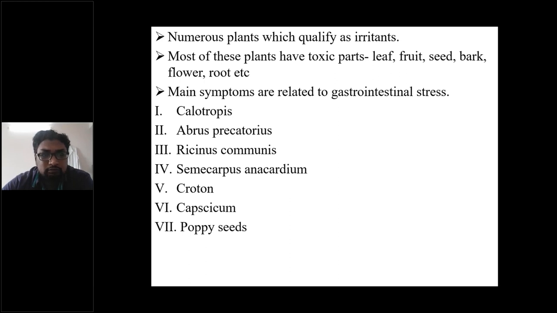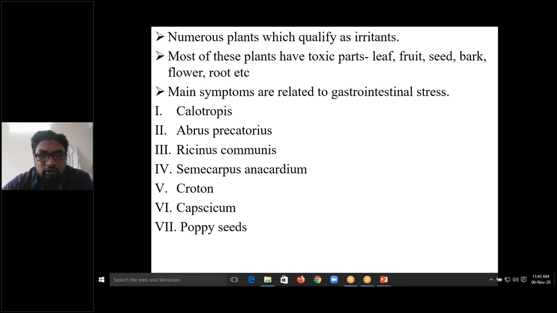We know that there are so many plants that are classified into this irritant group, and most of these plants have toxic parts. It can be a root, a fruit, a leaf, a seed, a bark, a flower, a branch, whatever it is. Any part of the plant can be toxic. The main symptoms are GI irritation, or GI symptoms are more.